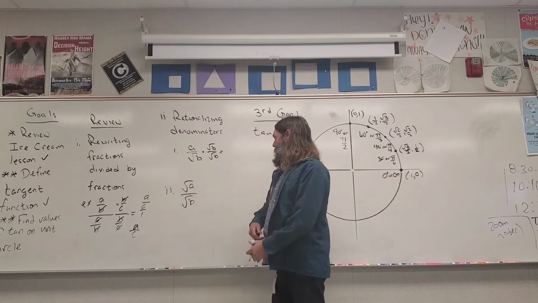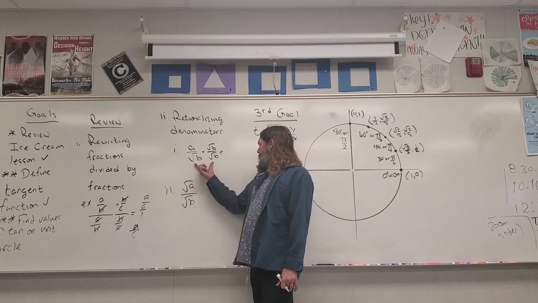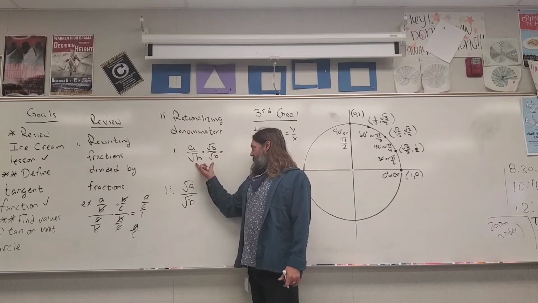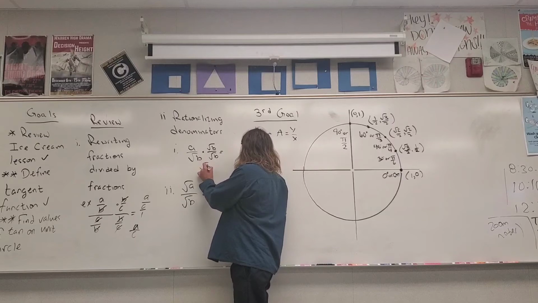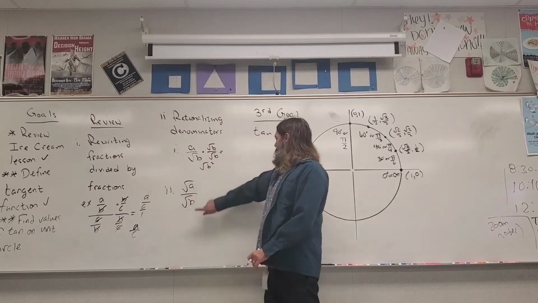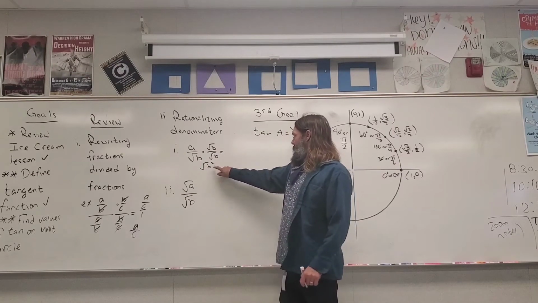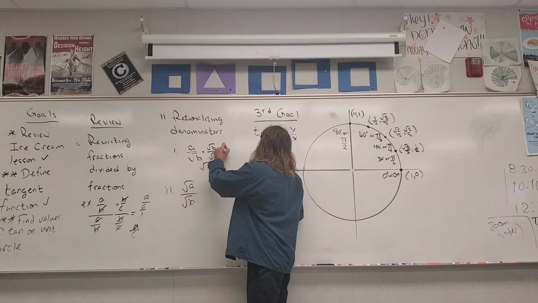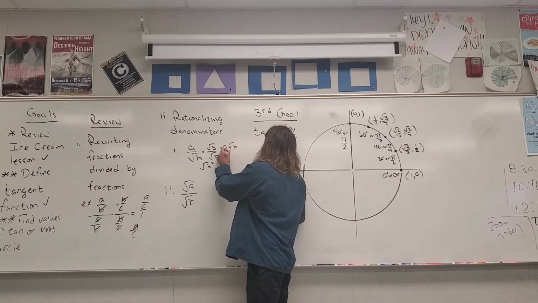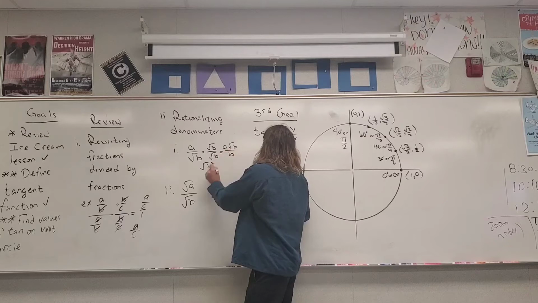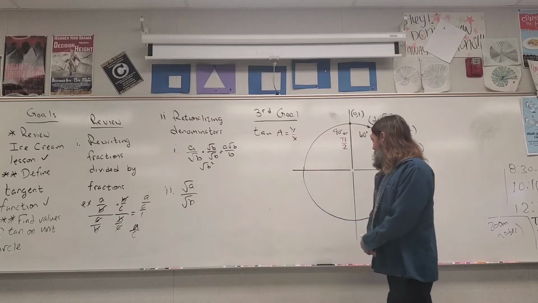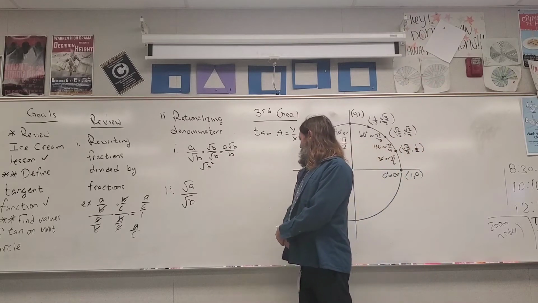All right, now we don't cancel, but now I have square root of b times square root of b, which is square root of b squared. And remember, square roots cancel squares, and I'm left with now a times the square root of b over b. All right, and that's how we're going to rationalize the denominator. That's what we're going to get.